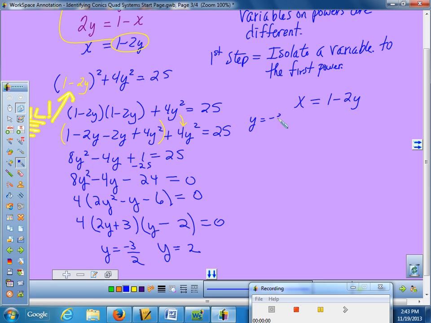So if we do the negative 3 halves, this actually works out really sweet. Golly gee, what happens to the 2's? The 2's cancel. The 2 negatives make a positive, and so I have 1 plus 3, and I have 4. So what coordinate do I have? You have 4 and negative 3 halves. Be sure you write it in the right order, x, comma, y. So yes, we just got an answer of 4, comma, negative 3 halves.